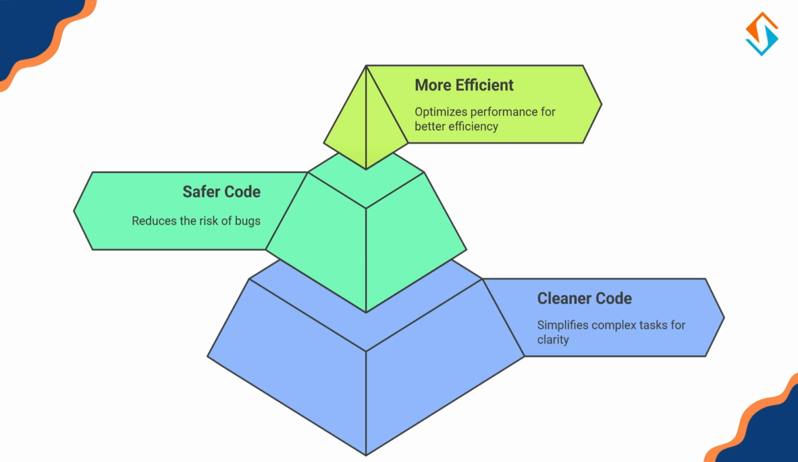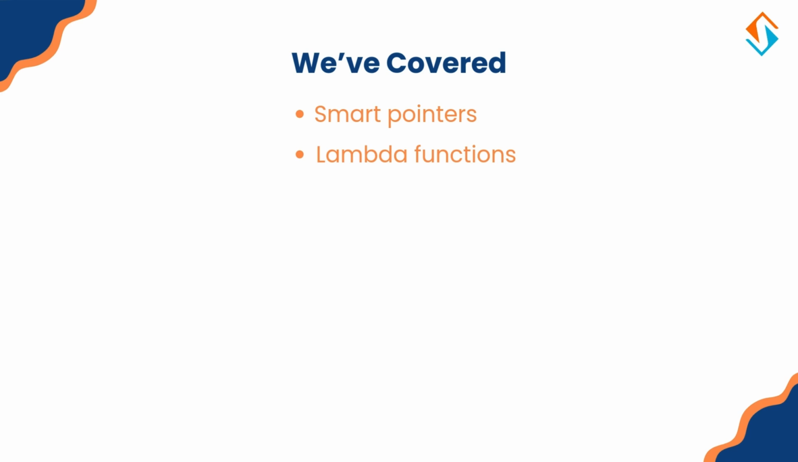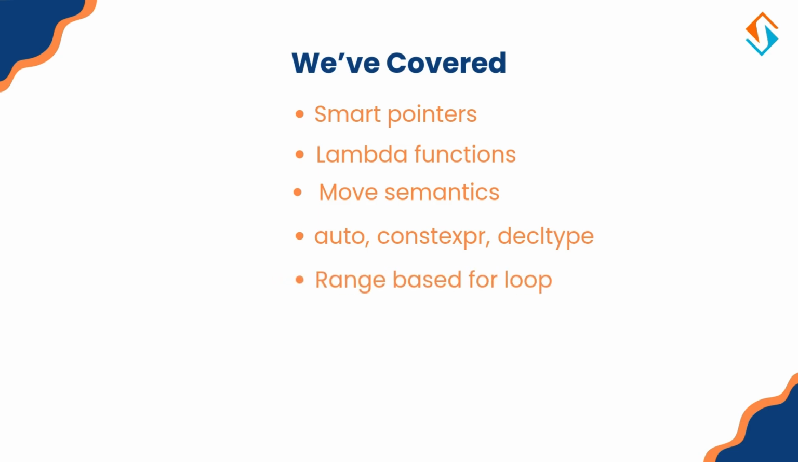And there you have it, modern C++ features. Here's what we've learned in this video. First, smart pointers for memory management. Second, lambda functions for compact coding. Third, move semantics to transfer resources. Fourth, keywords like auto, constexpr, and decltype to simplify type handling. Fifth, the game-changing range-based for loops.